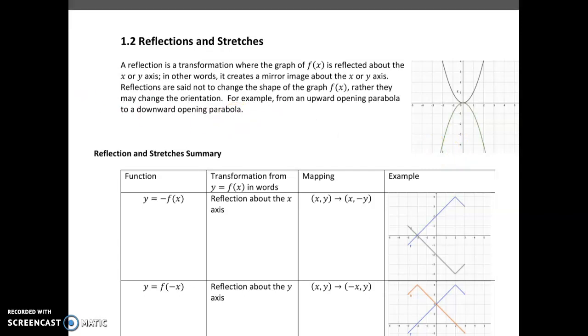A reflection is a transformation where the graph of f of x is reflected about the x or y axis. In other words, it creates a mirror image about the x or y axis. Reflections are not said to change the shape, but rather they change the orientation of your graph. So for example, we have an upward opening parabola that might change to a downward opening parabola. Or if we have a left-facing graph and reflect it about the y-axis, it might become a right-facing graph. So let's get started.